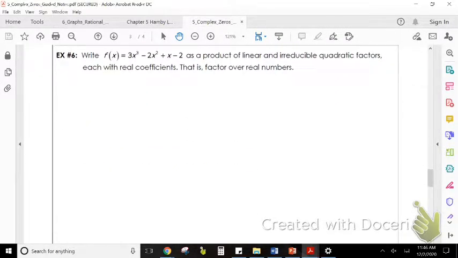Alright, so example 6 is kind of the same. Well, it's kind of the same as 4 actually. It wants us to write f of x equals 3x cubed minus 2x squared plus x minus 2 as a product of linear and irreducible quadratic factors, each with real coefficients. That is, it wants us to factor over the real numbers. So what's going to happen is it wants a factor over the real numbers.